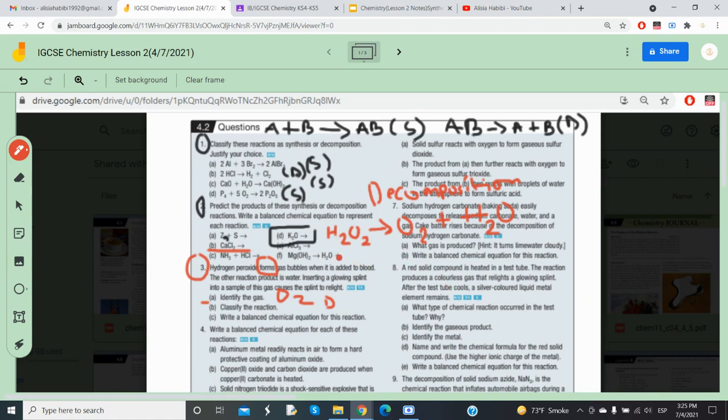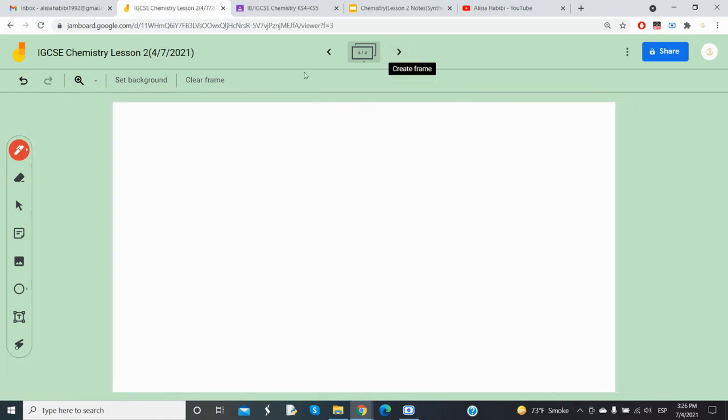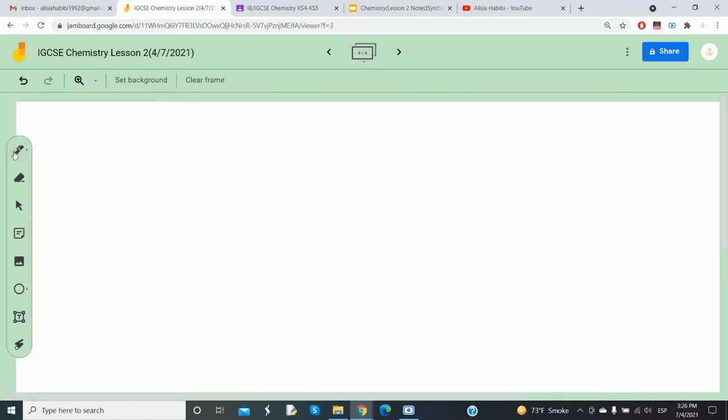We have 2 atoms of hydrogen on the product side, and we have 2 atoms of hydrogen on the reactant side. We have 2 atoms of oxygen on the reactant side, and we have 3 atoms of oxygen on the product side, which is 2 plus this one here. So that means it's not balanced. We need to do something to balance it. Let's write it out this way. I'm just going to go into a new slide so you guys can see properly. So this is the chemical reaction that we have.